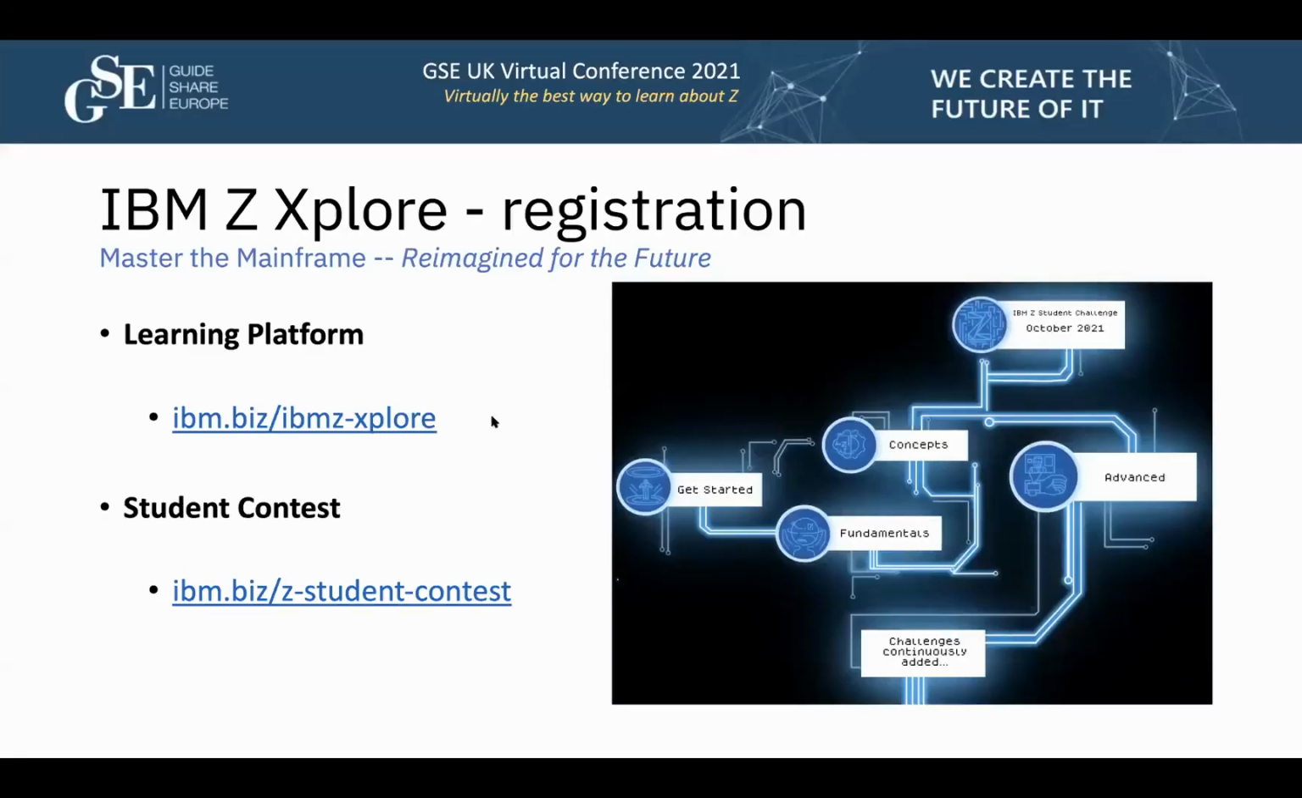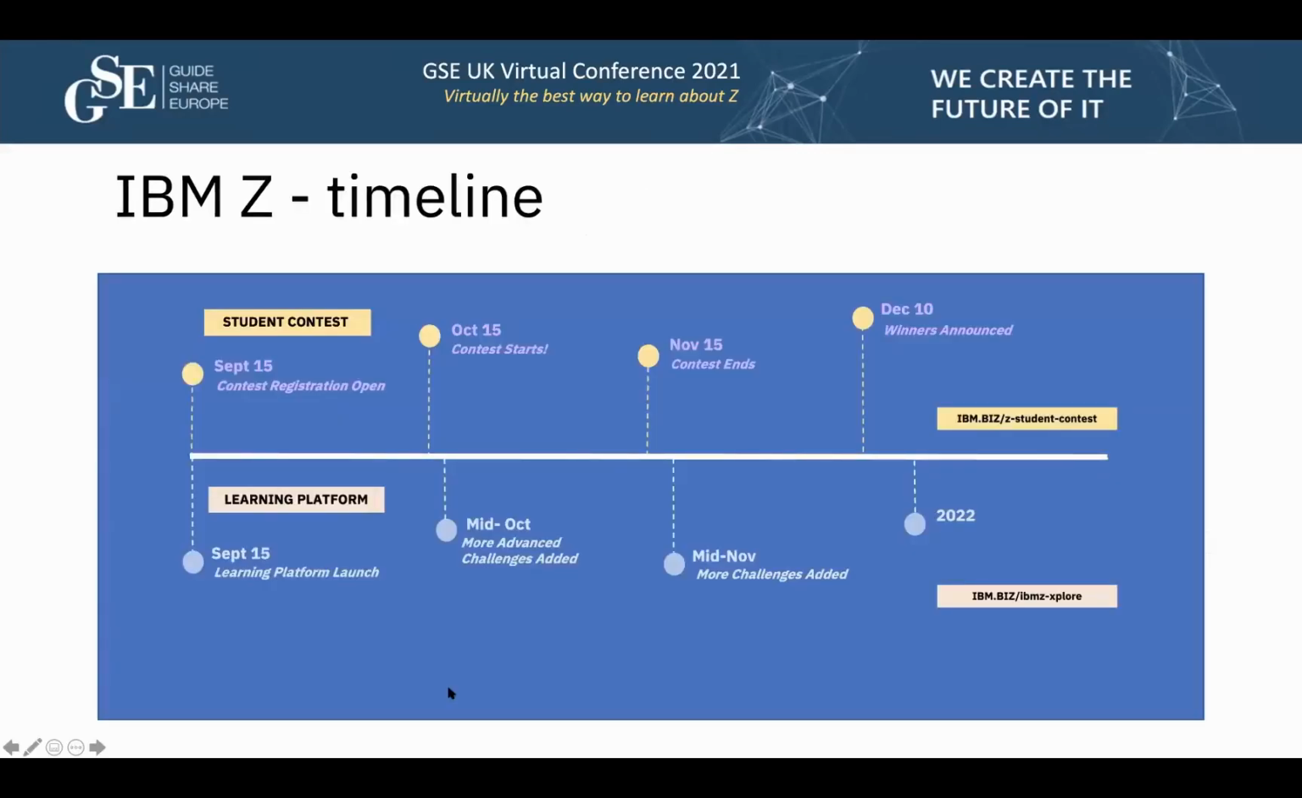Yes, so we talked about the registration, how you do it, where you can do it. One of the last things we would like to share with you is the timeline of what you can expect. First, on the top, we were talking about the student contest. The registration opened up on September 15, and on October 15, the contest actually started. It runs for a month, and on December the 10th, we will announce the winners.